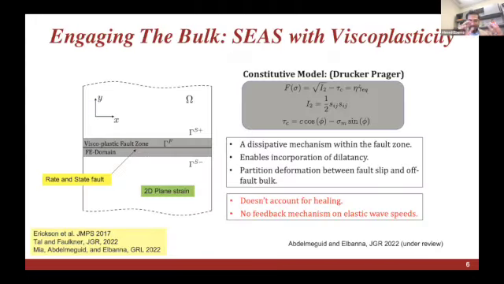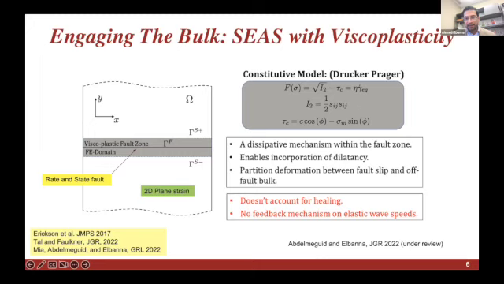So let's consider one application of engaging the bulk through a nonlinear rheology and looking at how this nonlinear rheology would affect the evolution of seismicity and stresses. For that purpose, we consider an idealized problem of a planar rate and state fault in a 2D plane strain approximation. And the bulk here is described by an elastic viscoplastic Drucker-Prager formulation.